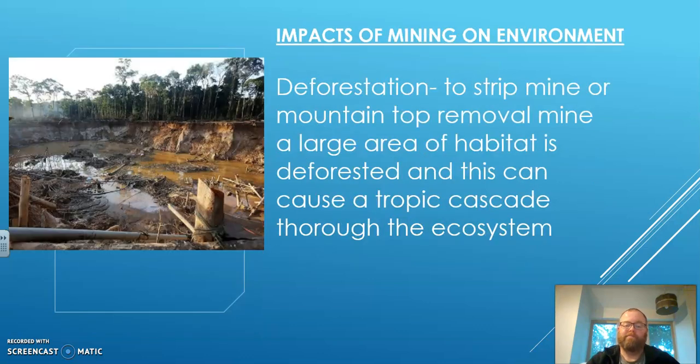So let's talk a little bit about one of the big impacts. If they're doing strip mining or any sort of mining where they're removing the top layers of soil, so this isn't like underground mining, but this would be strip mining or mountaintop removal mining, you're going to have deforestation and total destruction of the habitat above it. And so this can cause a trophic cascade, potentially killing off an entire ecosystem, due to the loss of habitat and food resources.